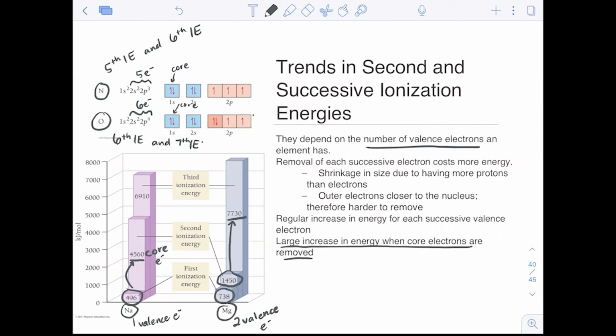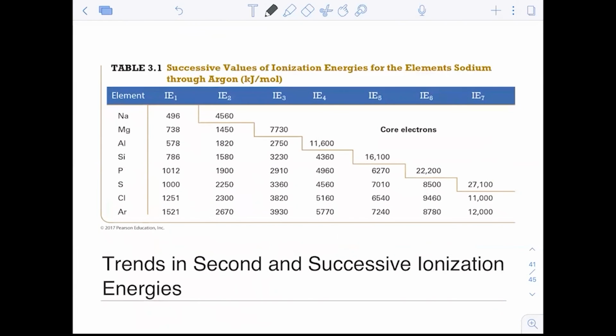So valence electrons have relatively low ionization energies. The biggest jump happens when you have removed all the valence and you're trying to remove a core electron. We can see this step ladder as we move across the periodic table. This is the 3rd row, starting with sodium and then magnesium, moving all the way across. Looking at this step ladder, we can see that once you've removed all of the valence, sodium has 1 valence, magnesium has 2 valence, aluminum 3.